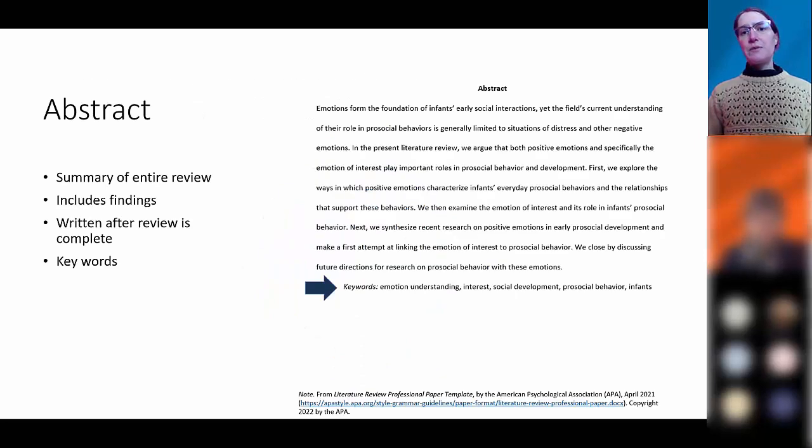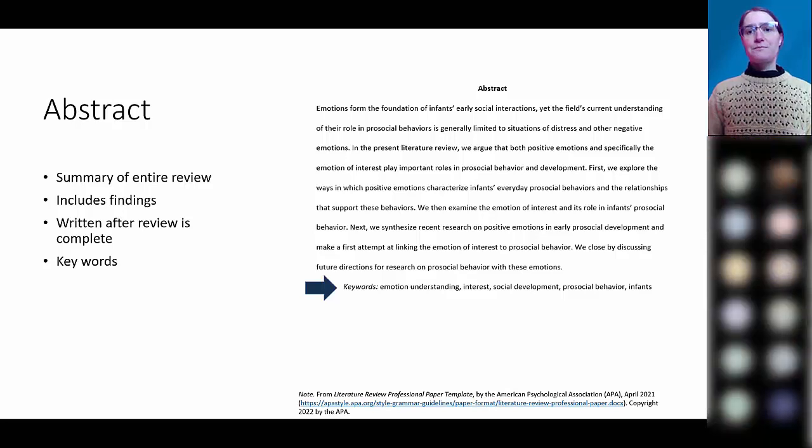The abstract, as with any paper, is a short summary of the entire review. So there are no secrets in the abstract. It actually includes your overall findings and conclusions. This is one reason that the abstract is written after the review is complete, to fully capture the contents of the review and its conclusions. A reader should be able to read the abstract and understand the overall contents of your review without reading the review itself. And the abstract also often includes keywords used to obtain the literature found.